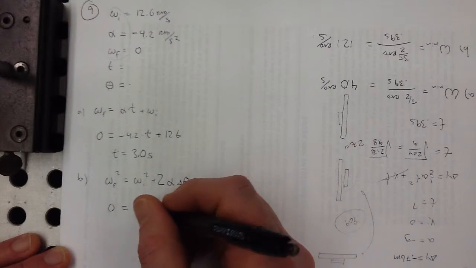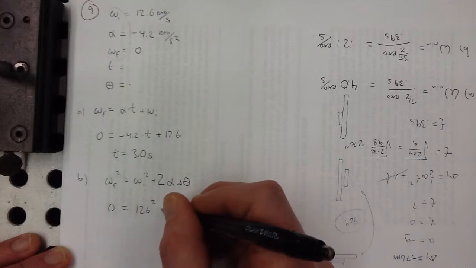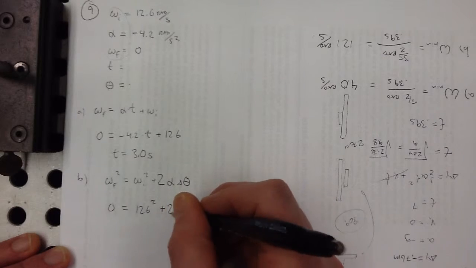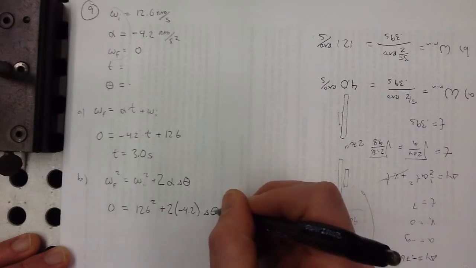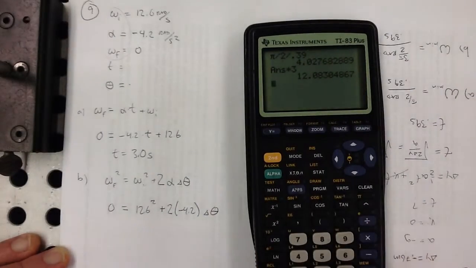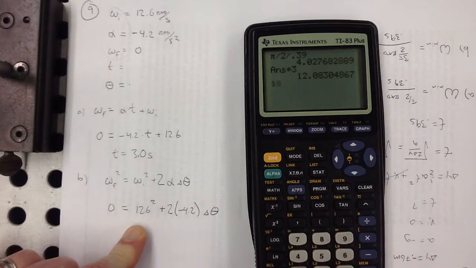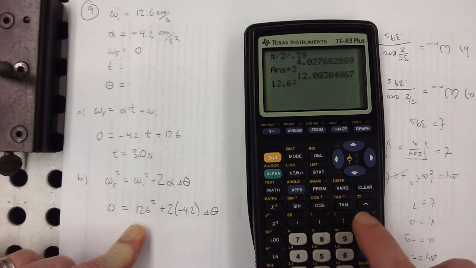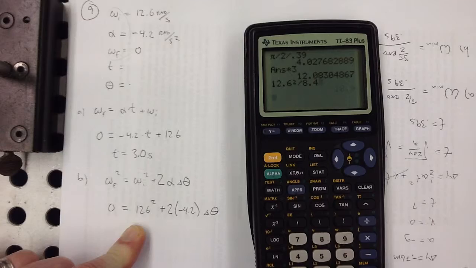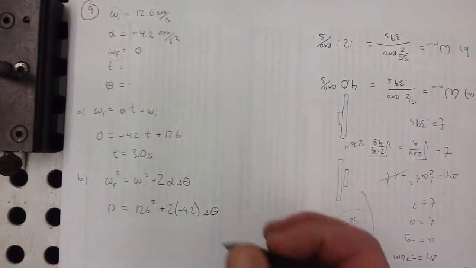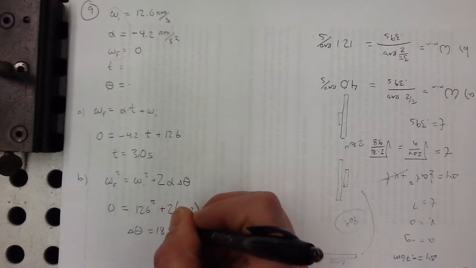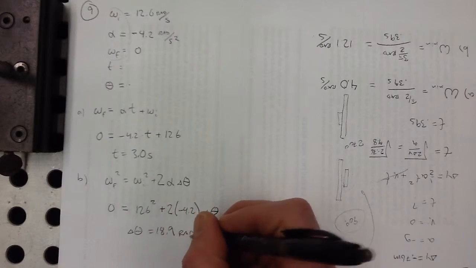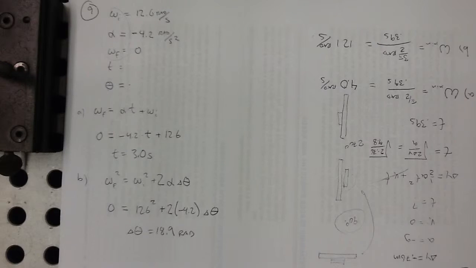0 is equal to initial velocity squared, it's 2 times angular acceleration times the angular displacement. So let's see, that's 12.6 squared divided by 0.4. So about 18.9 radians is the angular displacement. And you could change that to degrees if you needed to, but we're going to be working mostly with radians here, so that should be good.